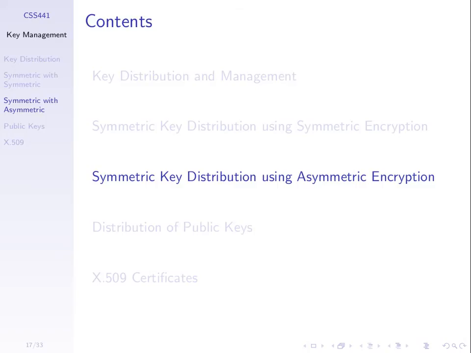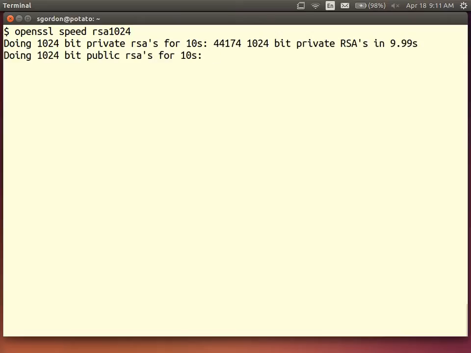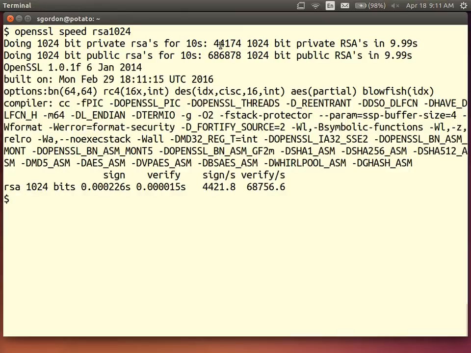One of the reasons why we use the two encryption techniques is that symmetric key encryption is very fast. Compared to public key encryption, it's much, much faster. We may have seen this before, but I'll show again. I'll do a speed test with RSA. RSA is an example of using public key cryptography. OpenSSL does a speed test for us. It runs as many encrypts as it can, for 10 seconds in this case. In that case, it did 44,000 encrypts in 10 seconds.